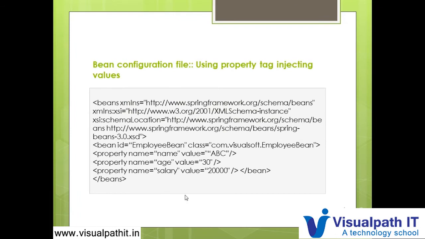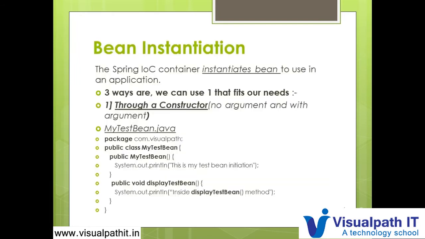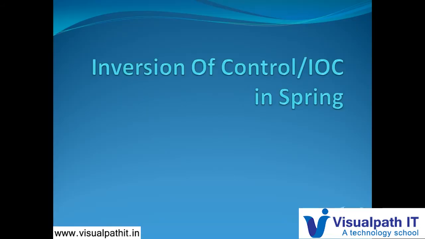Next, in the bean configuration file, how to use the property tag by injecting the values here. So here what comes is property name and the value. So property name is name, value is equal to ABC. So employee name, age and salary, here we are injecting. That is what was told about the bean configuration file. Then how is bean instantiation done? Today let's go ahead with the remaining important concepts of the inversion of control in Spring.